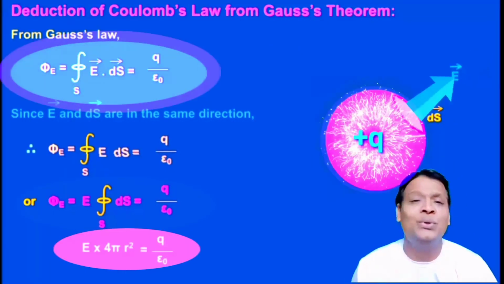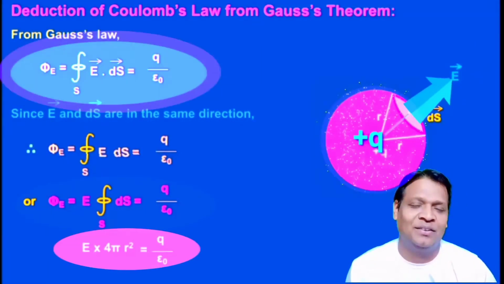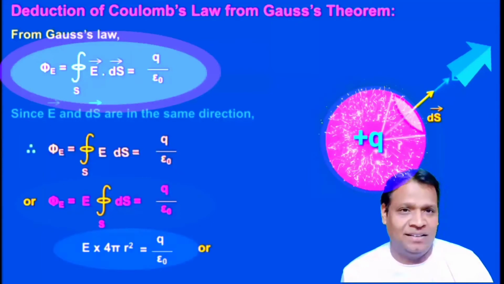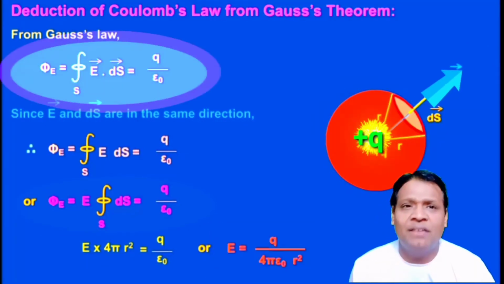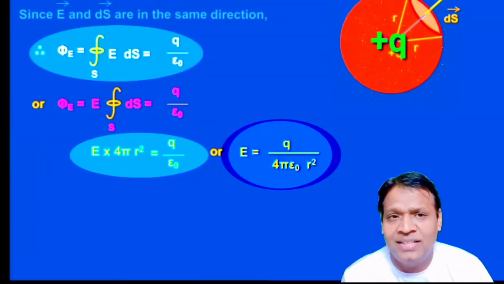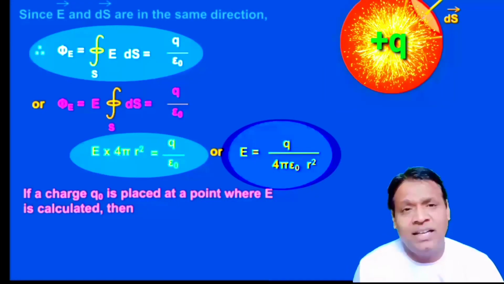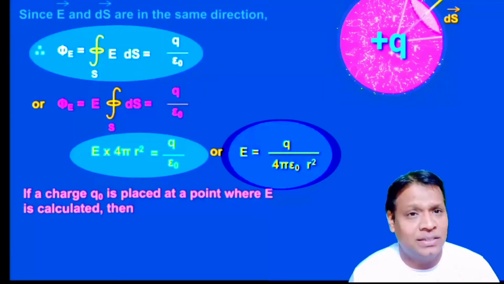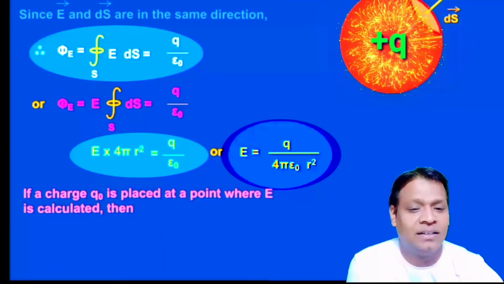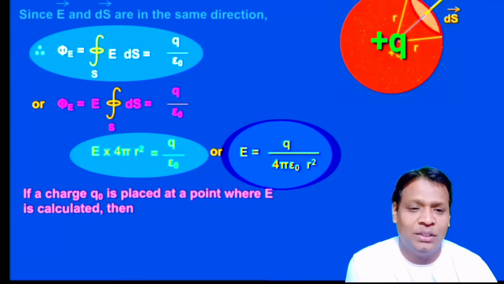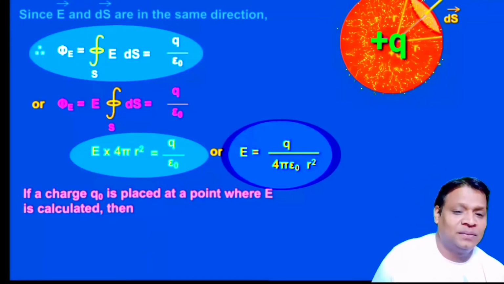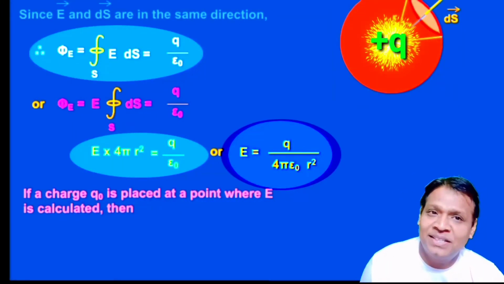We put a test charge Q naught at the point where the field was E vector. For Coulomb's law we need at least two charges. One charge is the original plus Q and the second one is the test charge. So we get an arrangement like this: a two-charge system separated by a distance r. So we can say that F is equal to Q Q naught upon 4 pi epsilon naught r square, which is Coulomb's law.